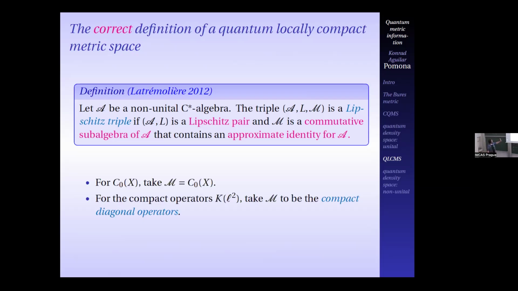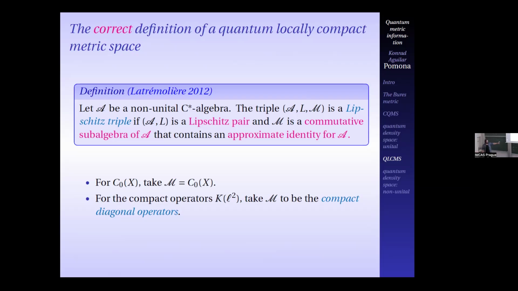For cases like, what would you take in certain cases? Of course, if you have C_0 of X, take M to be C_0 of X, because it's a commutative subalgebra that has an approximate identity for the whole space. But just to give you something that's not just the whole space and the compact operators, you can take M. So there's no canonical choice of M.